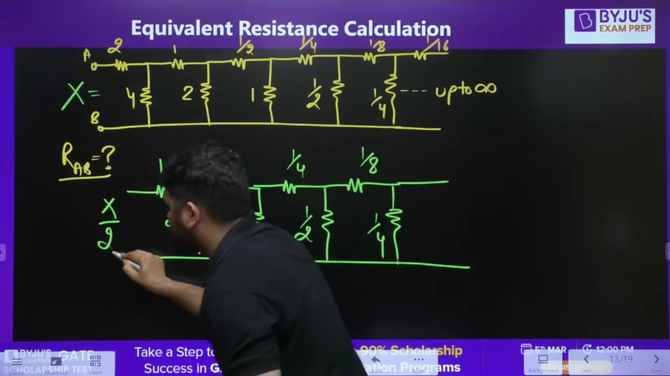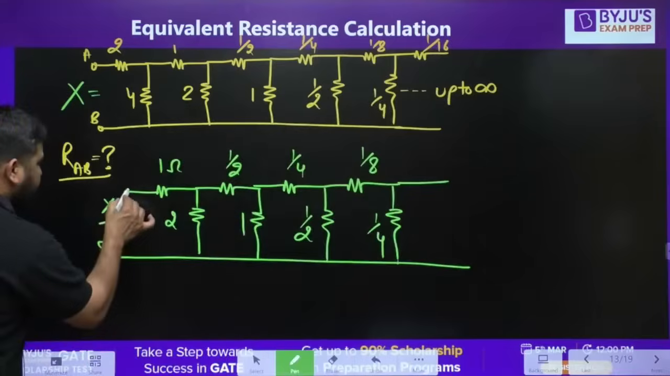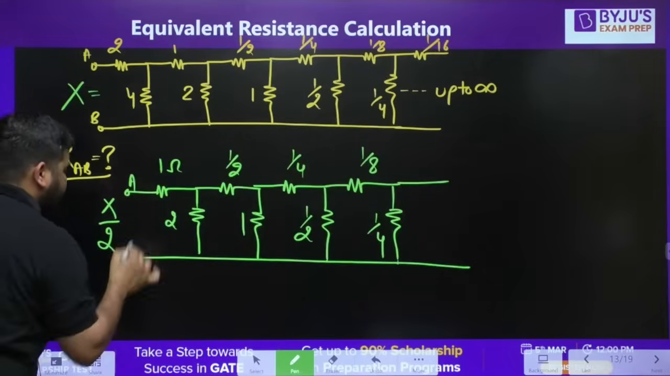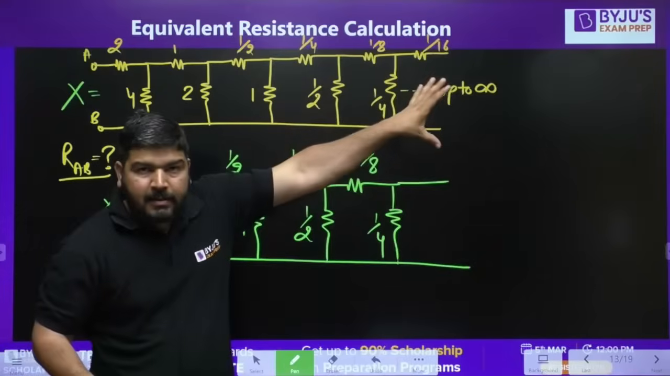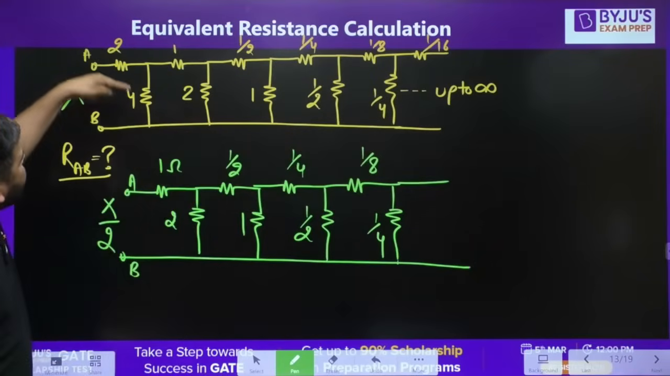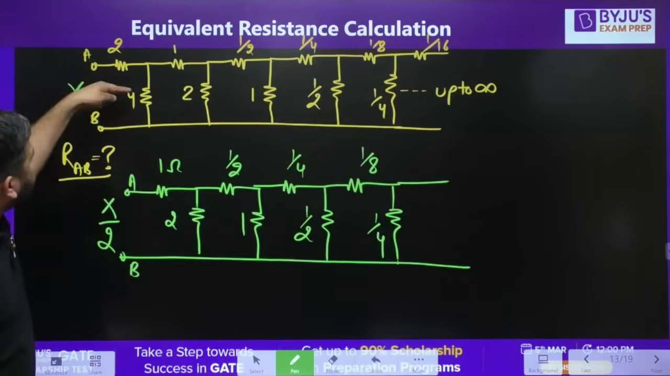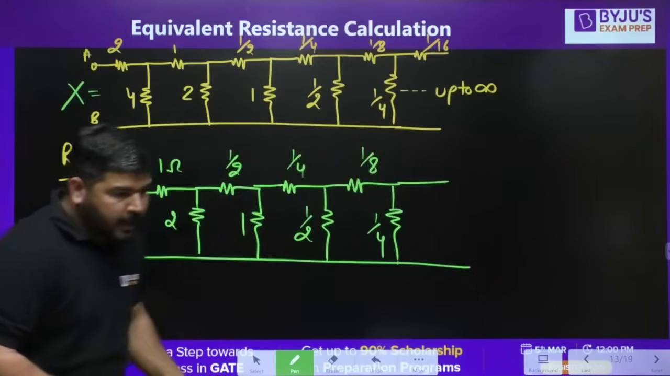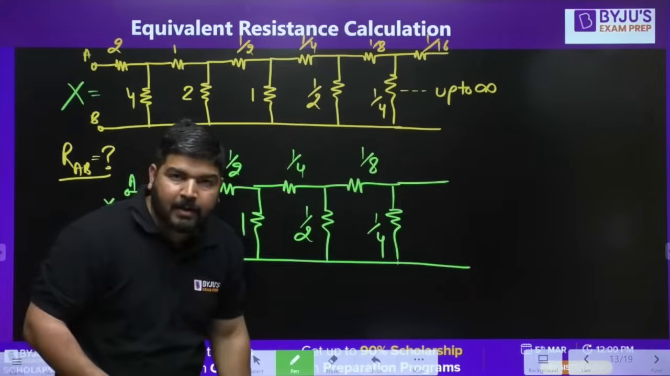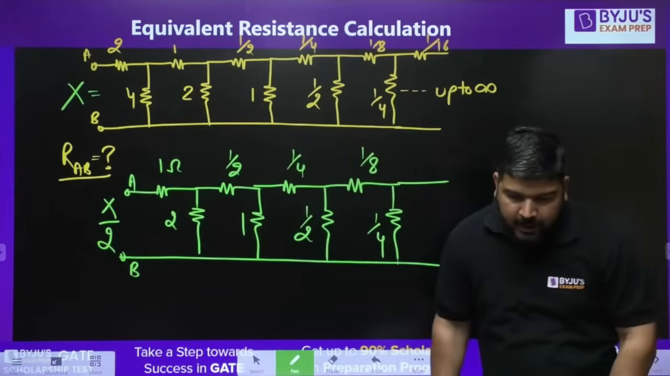Is it clear or not? Tell me, guys. This point is A and this point is B. If the equivalent resistance of this is X, what I did is I divided each resistance by the factor 2. This will become 1, this will become 2, this will become 1 by 2, this will become 1. So each resistance is divided by the same factor. That's why the equivalent resistance will also become X by 2. I hope it is clear.